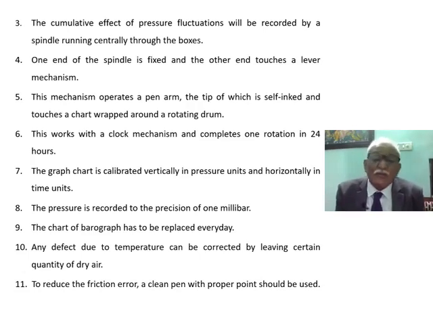This works with the clock mechanism and completes one rotation in 24 hours. The graph chart is calibrated vertically in pressure units. The pressure is recorded to the precision of 1 millibar. The chart of the barogram has to be replaced every day, like a self-recording range, like our hygrograph. The barograph also has to be changed every 24 hours.